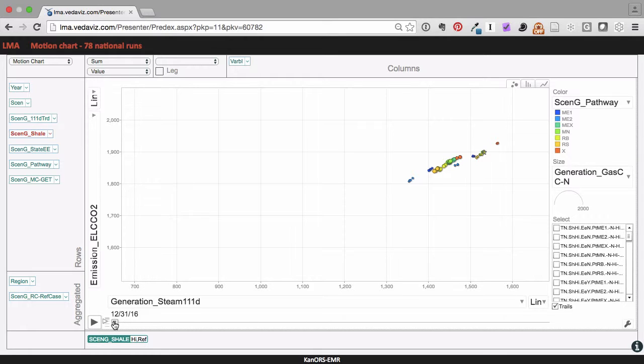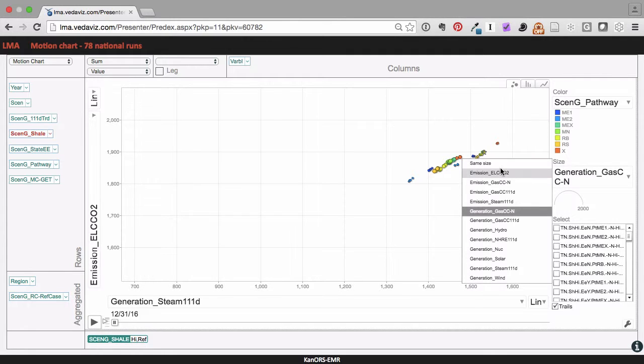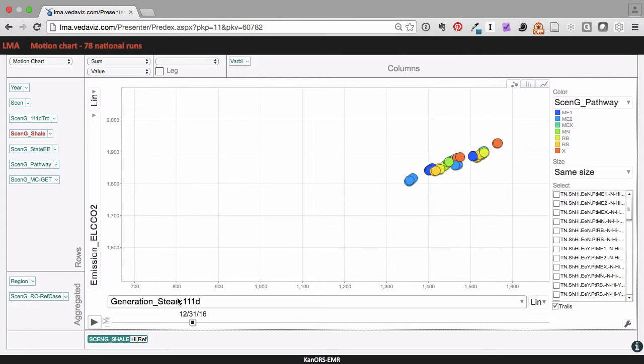Now I've dragged the slider all the way back in time. It's gone to the beginning of 2017. And it's only gone back that far because I have the bubble sizes set to new gas generation, and that's when new gas generation starts. So let me change back to same size for now. And now we can drag the slider all the way back to 2012, which is the base year.